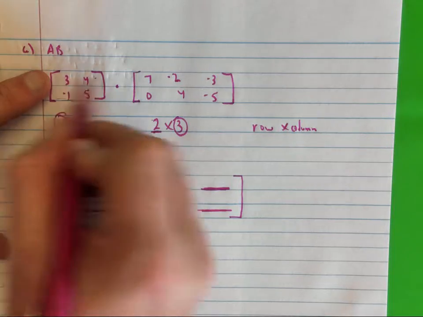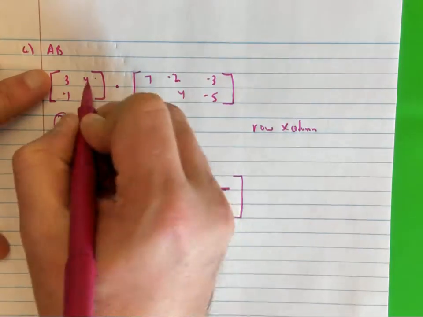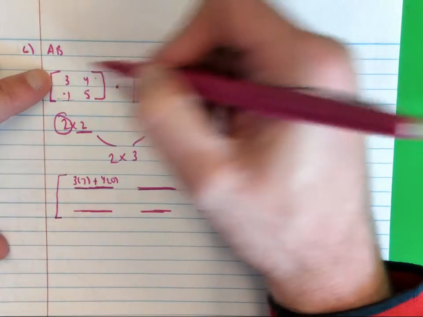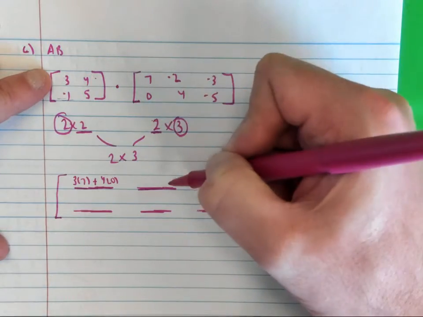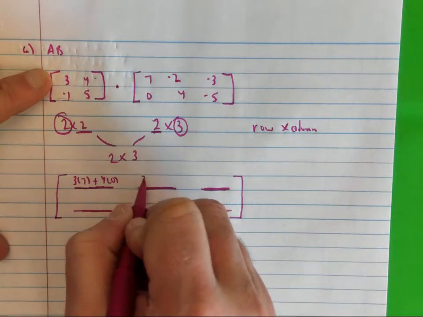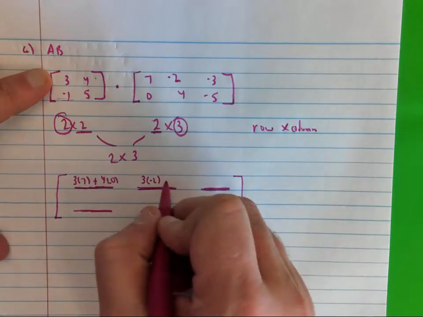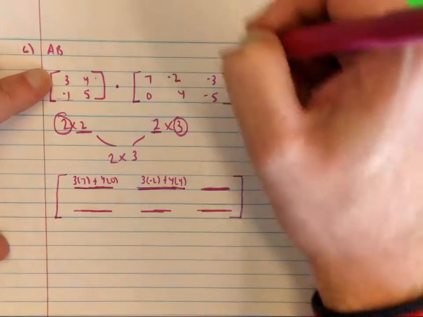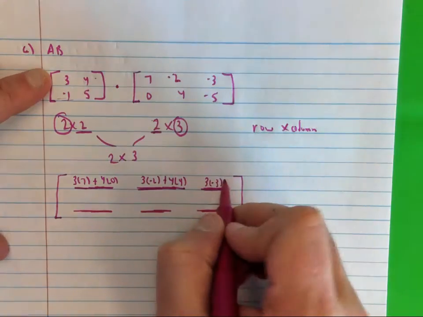Alright, so here we go. So I'm going to multiply 3 by what? 7, and you put plus 4 times 0. So I said row by column, 3 times 7, 4 times 0. Once you finish a column, you go to the next blank. 3 times what? Negative 2 plus 4 times what? 4. 3 times negative 3. 4 times negative 5.